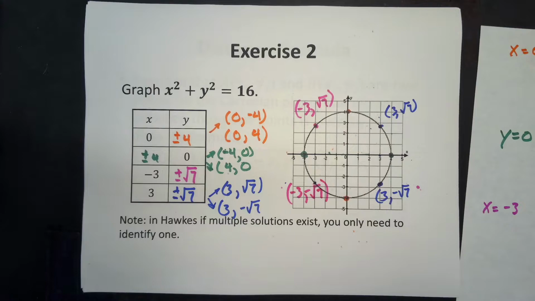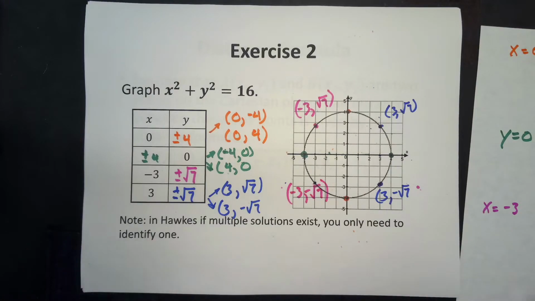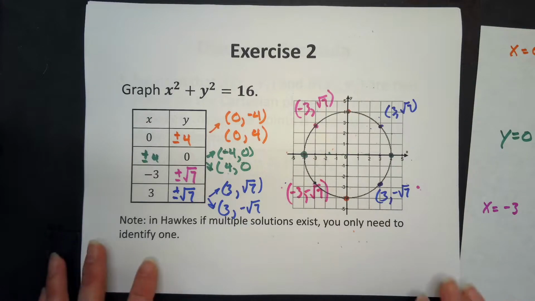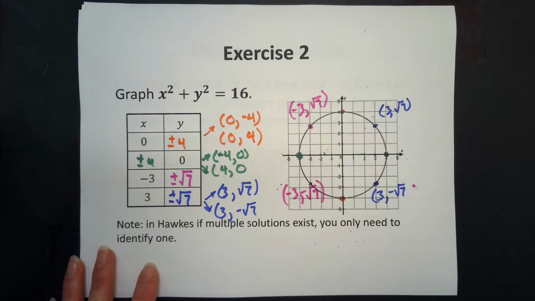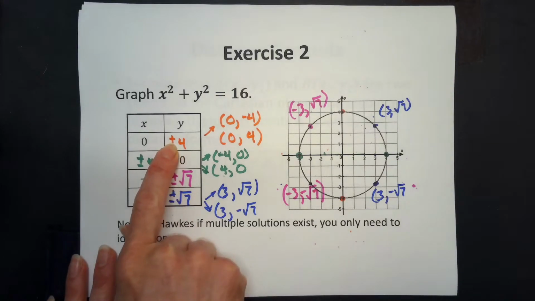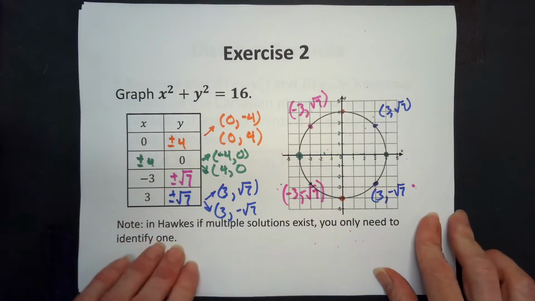All right. And so it's good to label your points. This is a circle, so you're going to have a lot of points. Later on we'll learn about quadratics and things of that nature where just one of the terms is squared. But you could definitely get in a situation where you have multiple answers and you only need to put in one. So you only need to put in the plus 4 or the negative 4. You don't need to put in both.